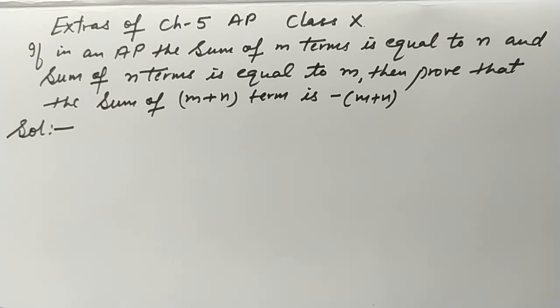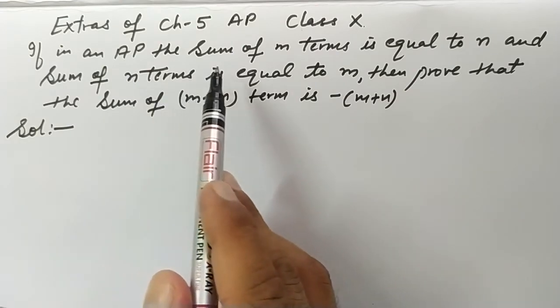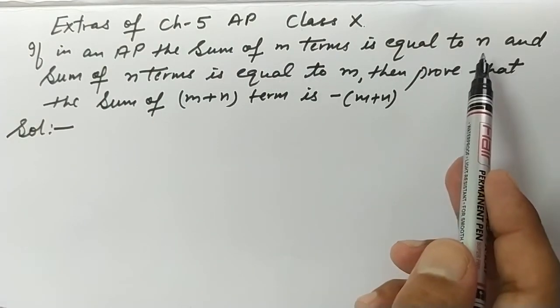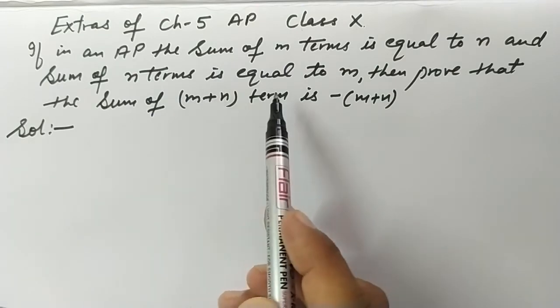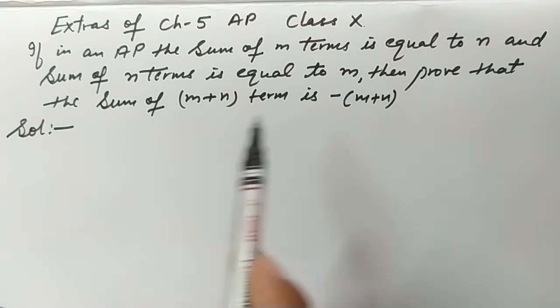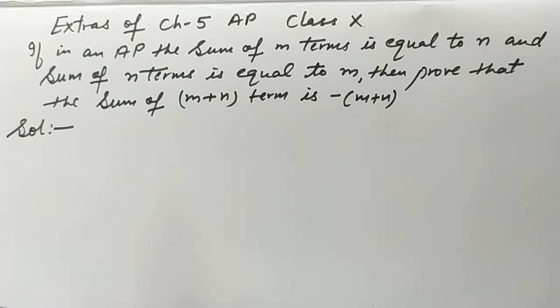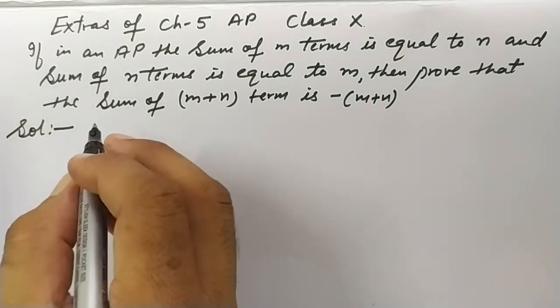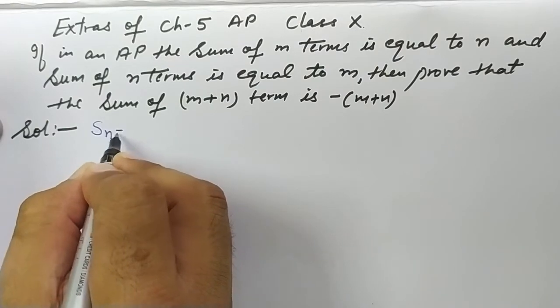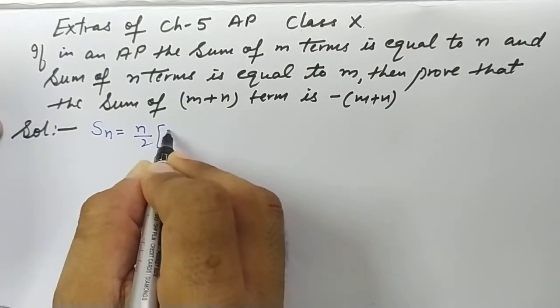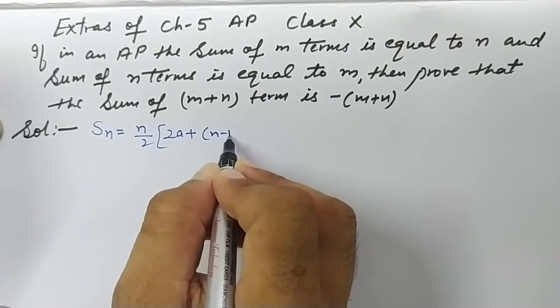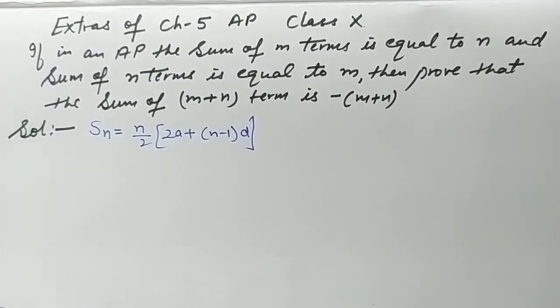Hello dear students, welcome to this YouTube channel. Let's do this extra question of chapter 5 class 10 arithmetic progressions. The question is, if in an AP the sum of m terms is equal to n and the sum of n terms is equal to m, then prove that the sum of m plus n terms is minus m plus n. Before doing this question, we have one formula in AP, the sum of n terms: n by 2 into 2a plus n minus 1 d. We will use this formula in the question.